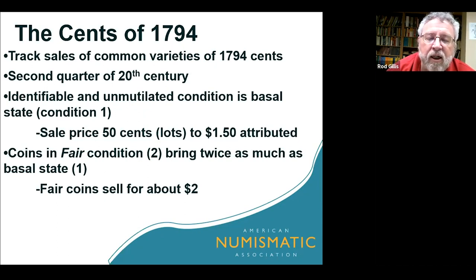And he said that a coin in its basal state, which means its very lowest state where you can still identify what the coin is, sold for between 50 cents and $1.50. The same 1794 cent in what he used as fair condition, slightly better than condition number one, was given the number two because it brought twice as much as the basal state of one. So he's saying that fair coins sell for about $2.